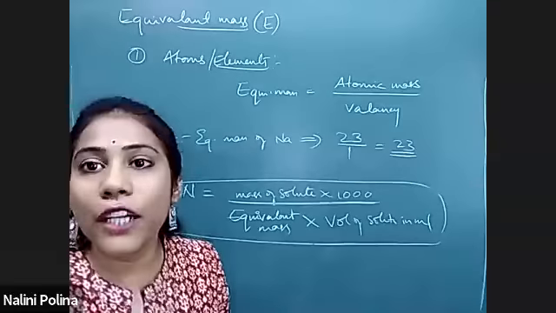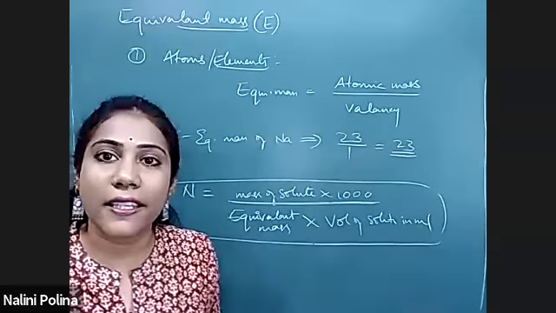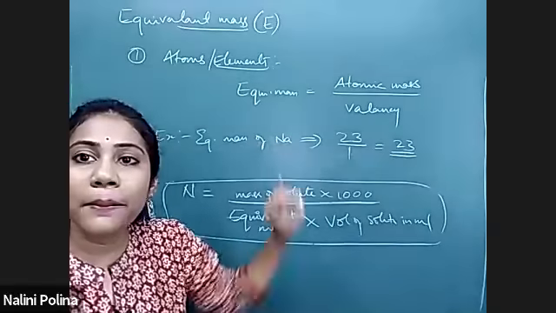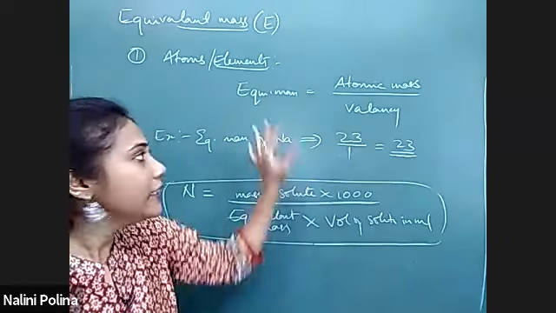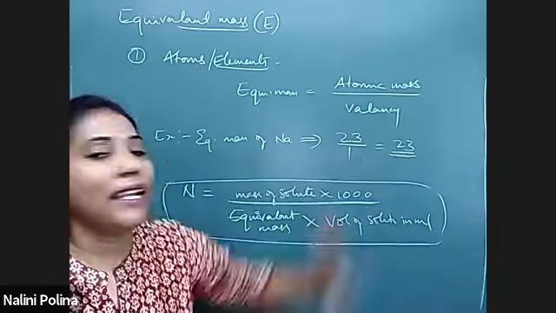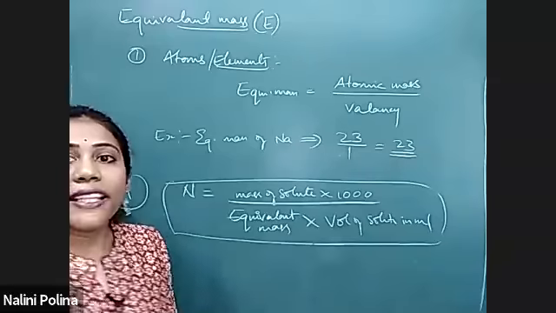Okay, so this is what we mean by equivalent mass. It is atomic mass divided by valency. Okay, so to find the equivalent mass of any element or atom, just divide the atomic mass by the valency. Okay, fine. That is about equivalent mass.